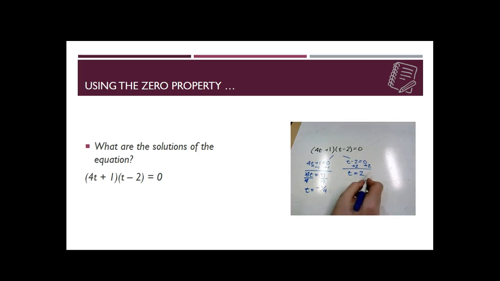So my two possible solutions on this equation, to make it true so that one of those two is equal to 0, is either t is equal to 1/4 or t is equal to 2. It could be either of those two, or it could also be both of them.